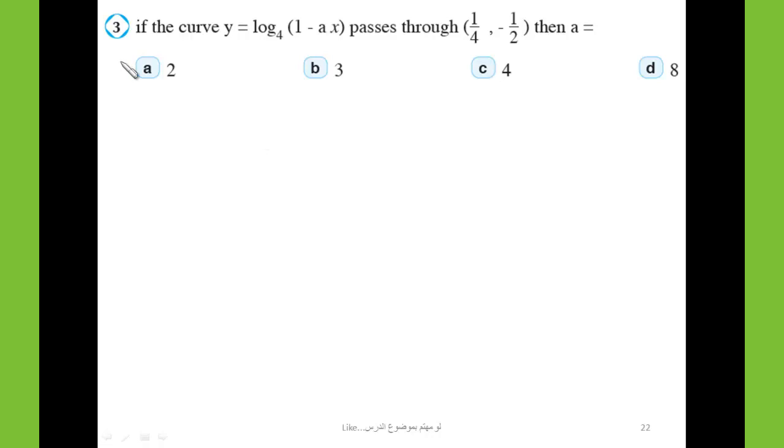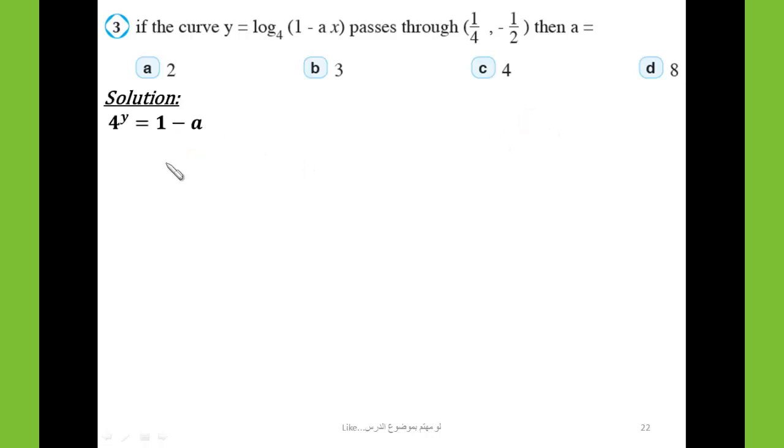3. If the curve y equals log (1 minus ax) to the base 4 passes through the point 1 over 4 and negative half, then a equals 2, 3, 4, or 8.